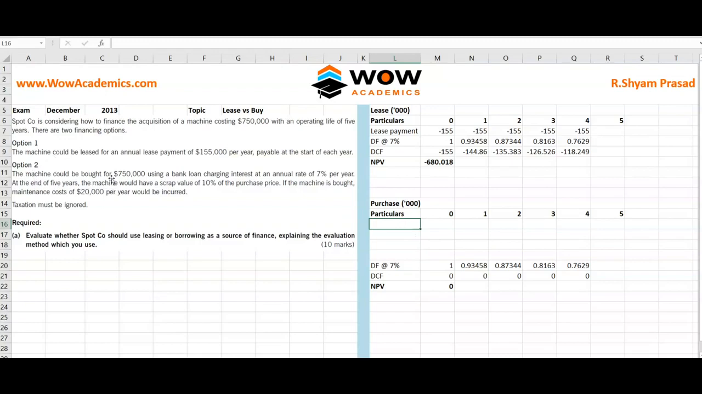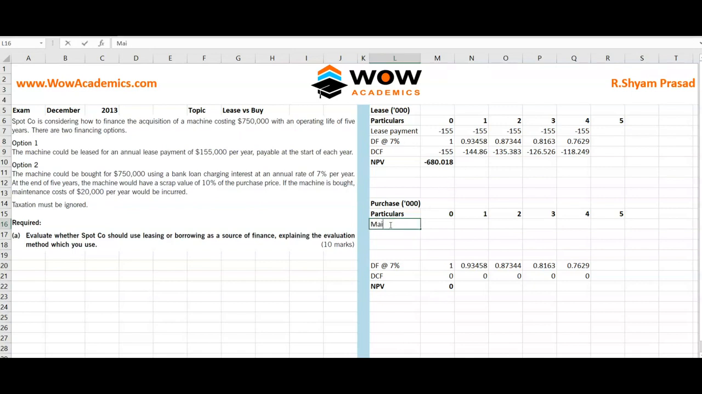The machine could be bought for 7,50,000 using a bank loan charging a 7% interest. So this is the discount factor. At the end of the 5 years, the machine would have a scrap value of 10% of purchase price. So 7,50,000 into 10% will give you 75,000. That would be the scrap value. If the machine is bought, an annual maintenance cost of 20,000 per year would be incurred. They are not telling us when it is incurred. If they are not specifying whether it's at the start or at the end of the year, we usually assume it to be the end of the year. So maintenance cost is going to occur at the end of the year.